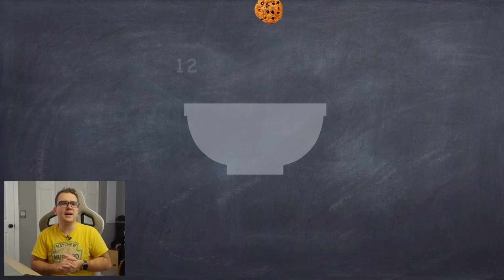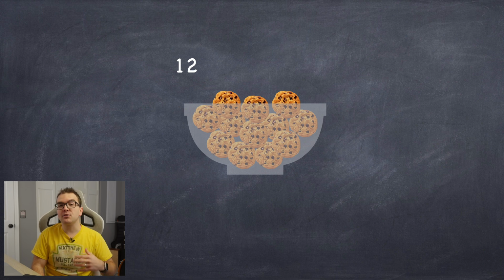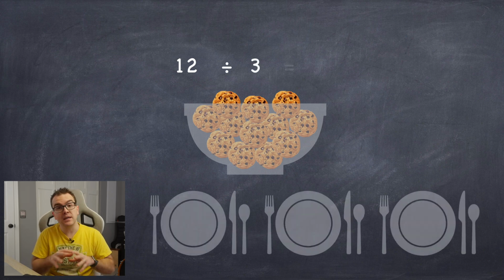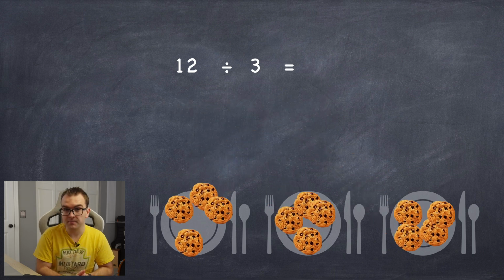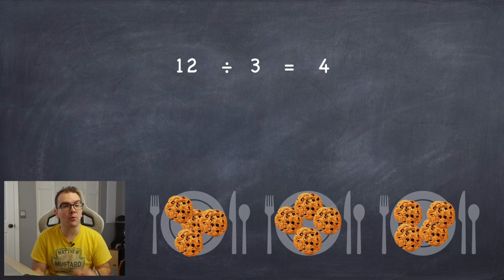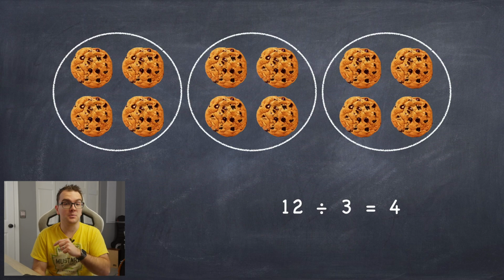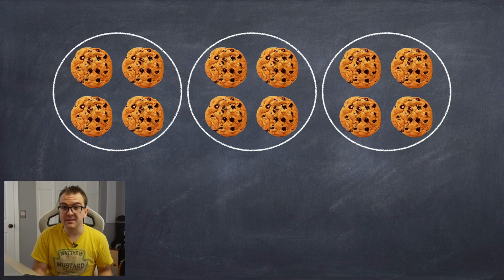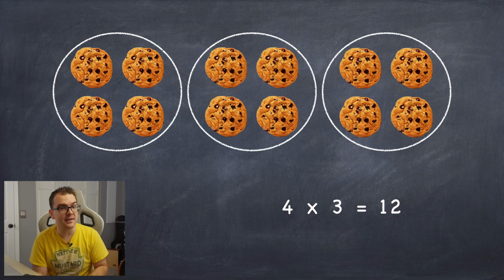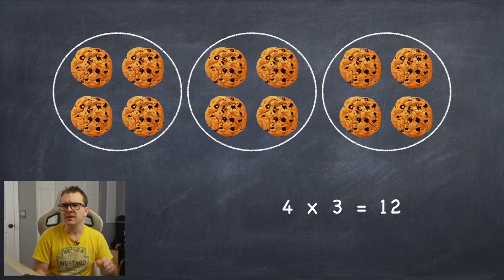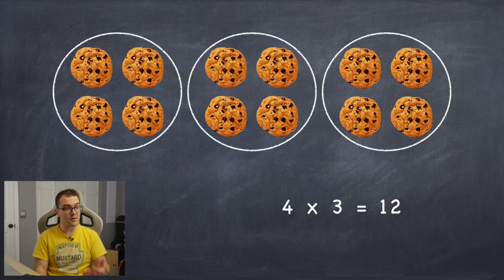For example, if we had 12 cookies and we have 3 friends that want to share the cookies equally, each friend would have 4 cookies each. Now, before we move on, it's important to note that division and multiplication go hand in hand with each other. Like if we take our cookie example, 12 divided by 3 equals 4, we can flip this and say 4 times 3 equals 12, right?